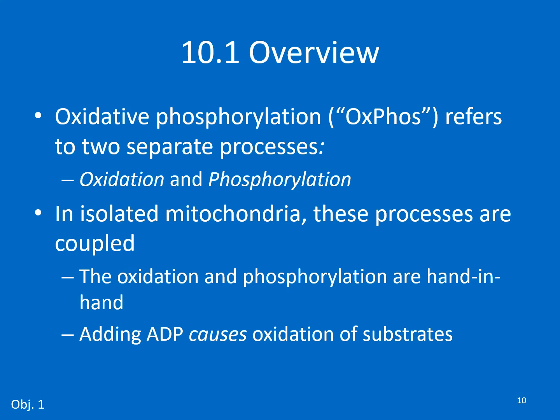For example, adding ADP, excuse me, causes oxidation of the substrates. So these are coupled in a mitochondria. They're two separate processes, but if you have one, you'll get the other. Or if you have phosphorylation, you have to have oxidation.